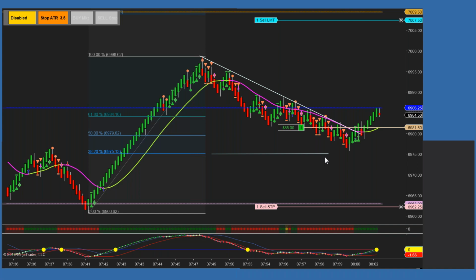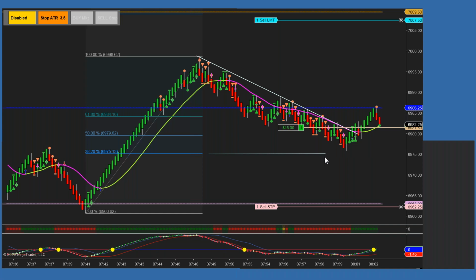Well, we certainly have a scalp target. We were very close to our high probability objective. And it looks like they're still waffling around a bit.